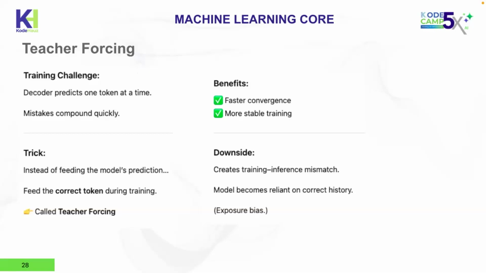So that is teacher forcing. And that's it. Instead of feeding the model's prediction, you feed the correct token during the training, right? The benefit of teacher forcing is that you have faster convergence and more stable training. But the downside of teacher forcing is that you sometimes may have a training inference mismatch, right? And the model becomes reliant on the history having to be correct. So those are some of the challenges.